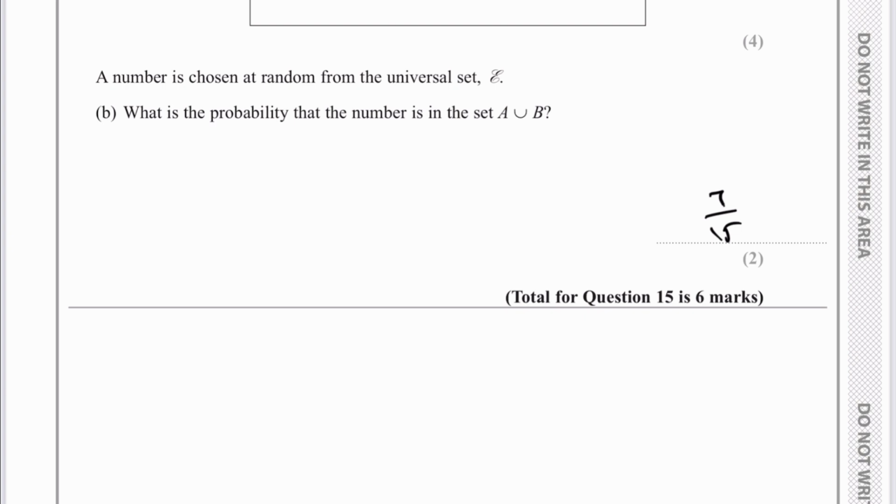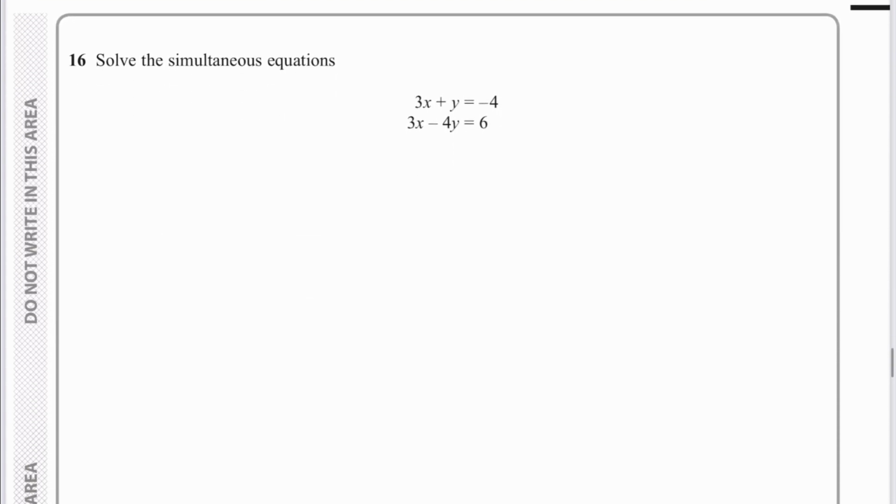Okay, let's move on then to a simultaneous linear equation. Now this one is okay, it's not too bad. We're getting into kind of top grade 4, sort of grade 5 territory with these sorts of questions. Basically the way to deal with this is elimination.